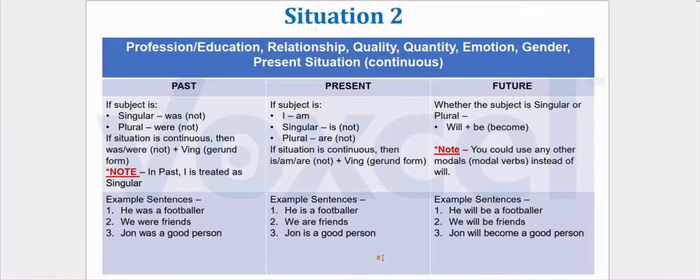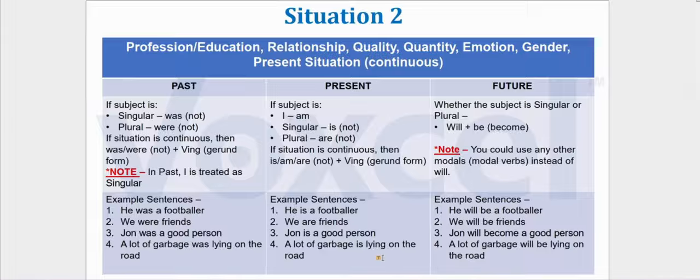Third, John was a good person. So you're talking about the quality of someone. John was a good person. Present, John is a good person. Future, John will become a good person. Like John is the name of a child, and you are saying that in the future this person will become a good person. So John will become a good person. I hope it is clear.